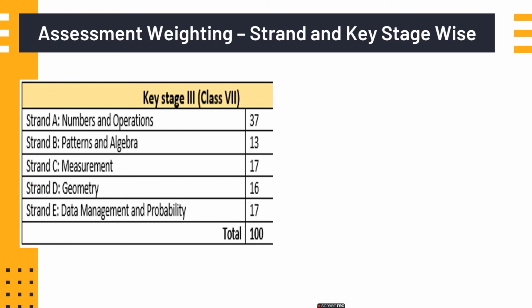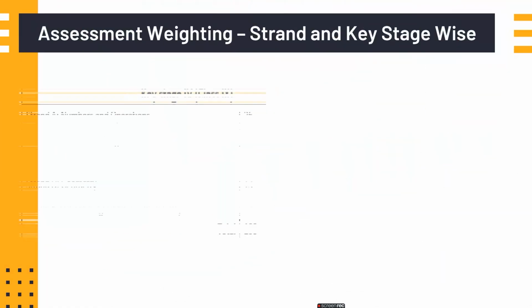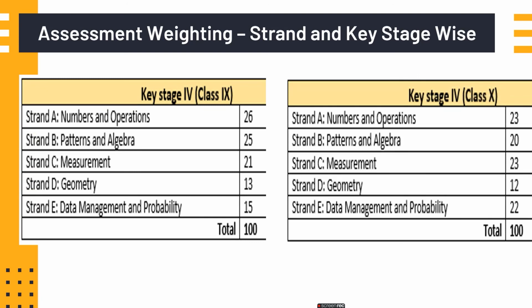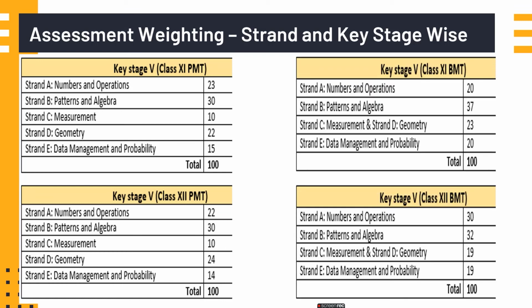Similarly, for key stage 3, that is class 7 and then class 8, the weightings are given for different strands. This is also available in the assessment structure that is circulated to the schools. Next, we have the weighting for key stage 4, that is class 9 and class 10. The weightings for each strand for class 9 and 10 are slightly different. Then the next is the weighting for key stage 5, that is class 11 pure mathematics and class 12 pure mathematics, and then class 11 business mathematics and class 12 business mathematics. Please note that in the business mathematics, strand C and D are put together because of the nature of the topics that are available for them to study.